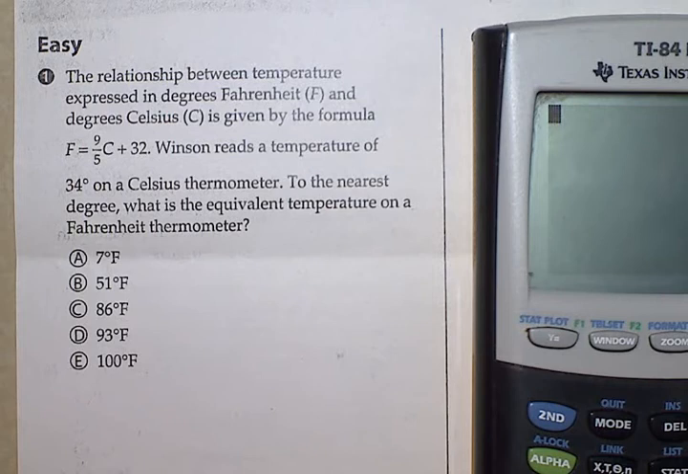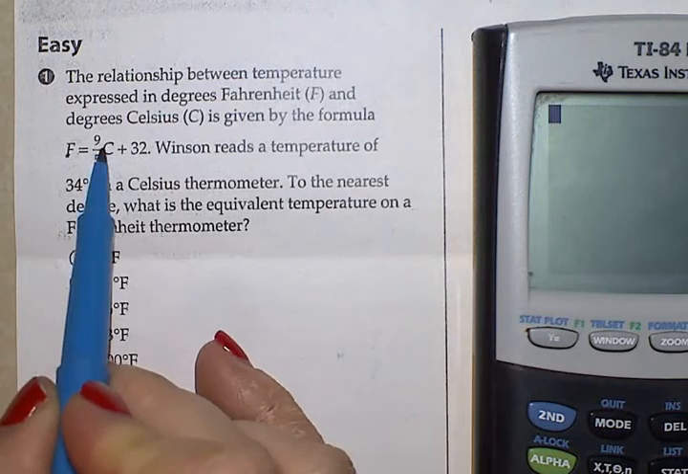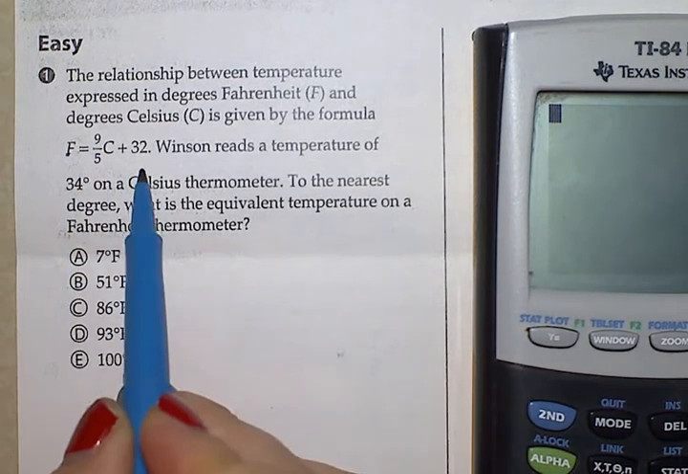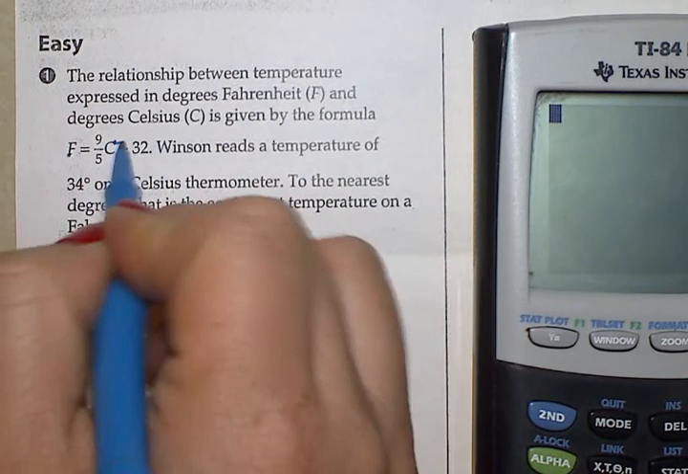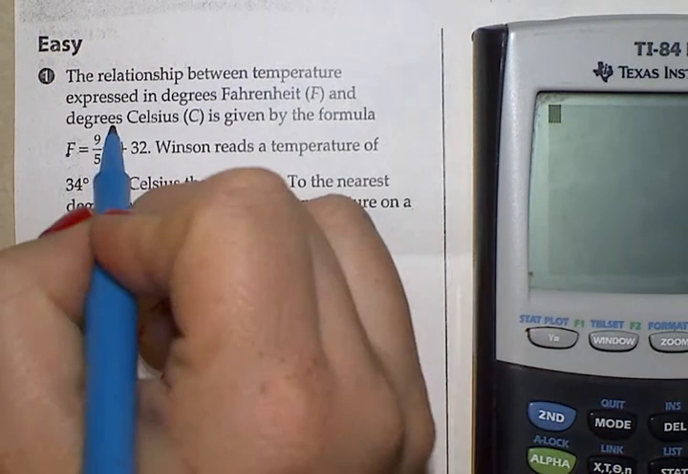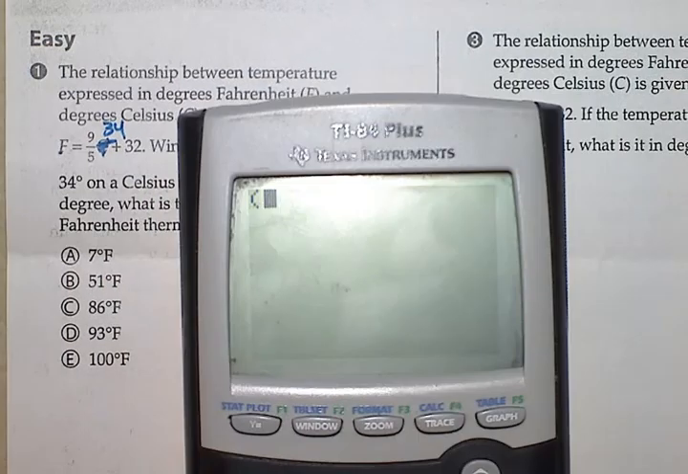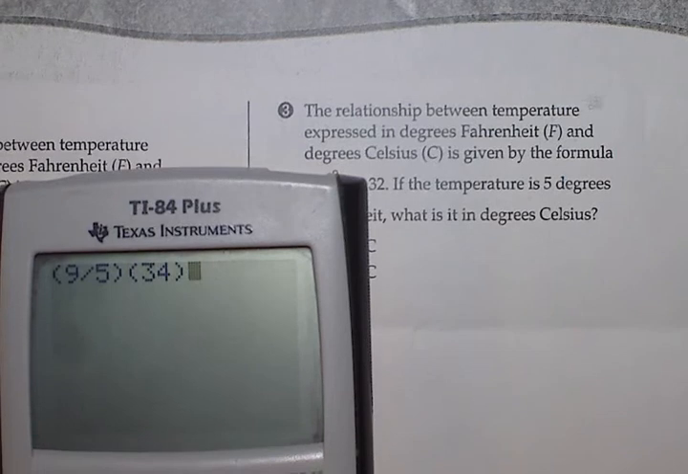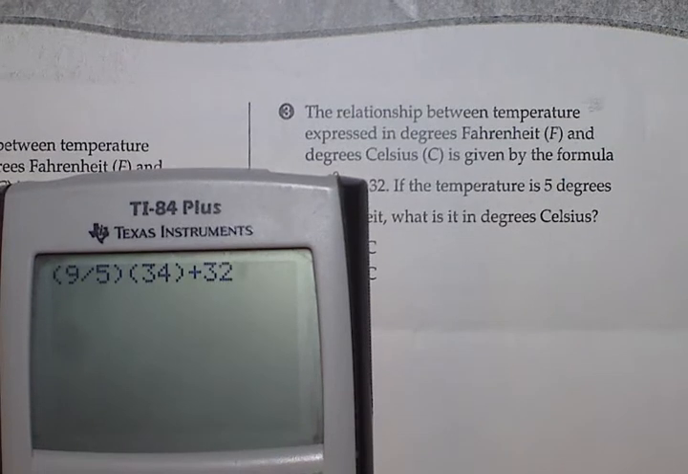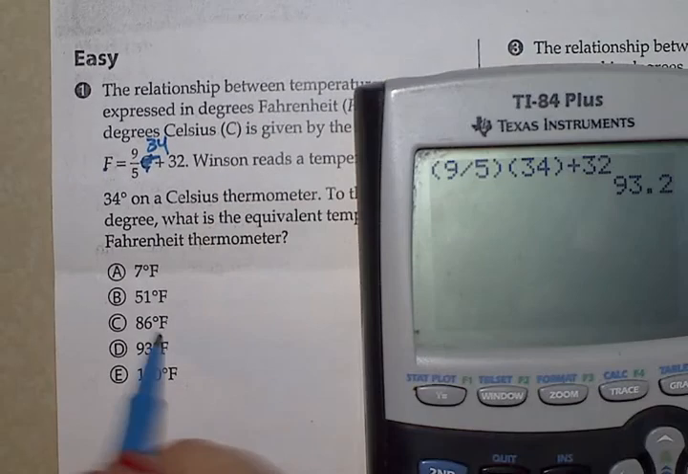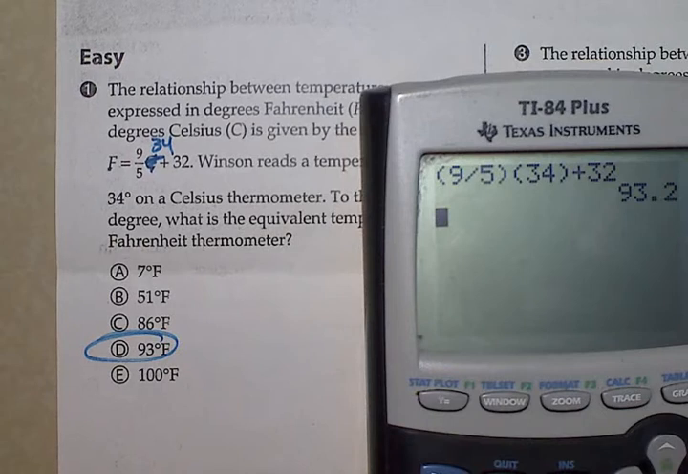So we want to figure out Fahrenheit, and we're given Celsius. Now, will we want to write this whole thing over again? Now let's be smart. Let's just cross out Celsius and put 34. Remember to use parentheses. That's going to be key. So 9 divided by 5 times 34 plus the last value of 32. We press enter. Approximately 93.2. I look at my answers. D is your option. Can you raise your hand if you feel like you're understanding what I'm doing right now?